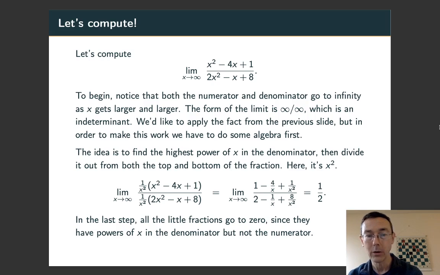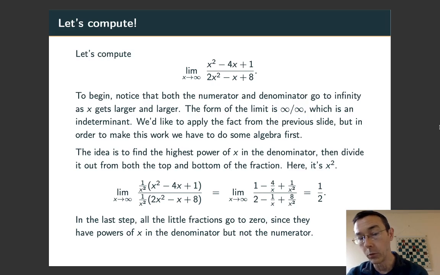Here, the highest power of x in the denominator is 2, so we're going to divide both the top and bottom by x squared. Dividing by x squared is the same thing as multiplying by 1 over x squared. That's why I've written limit as x goes to infinity, 1 over x squared, blah, blah, blah, over 1 over x squared times blah, blah, blah. Then I distributed the 1 over x squared through.